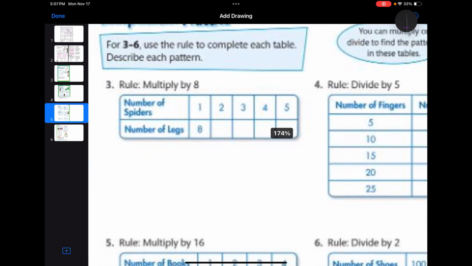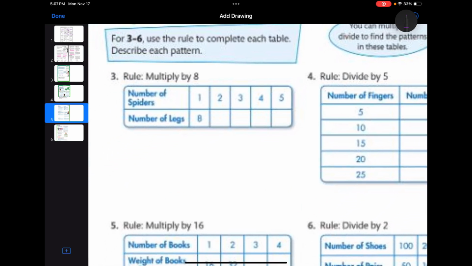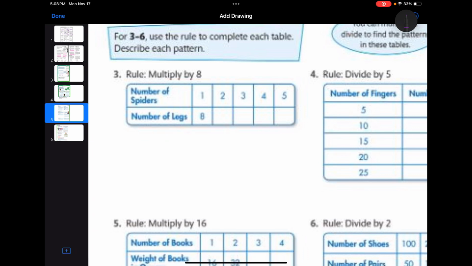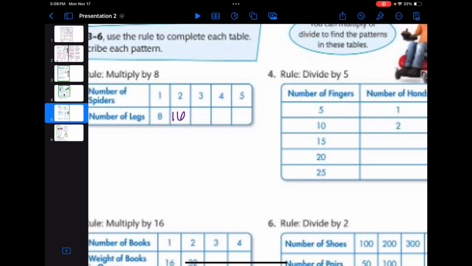Okay, let's look at number 3. This time it says multiply by 8. So 1 times 8 is 8. 2 times 8 is 16. 3 times 8 is 24. 4 times 8 is 32. 5 times 8 is 40.